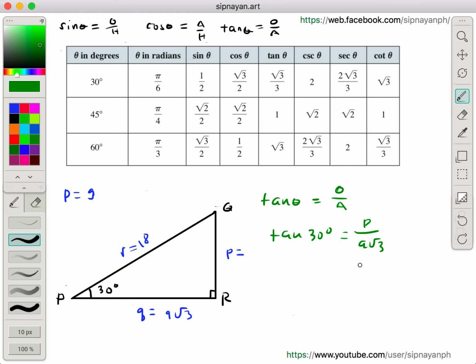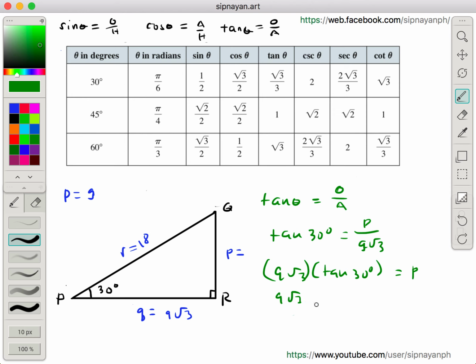Meaning, if you multiply both sides by 9 square root of 3, we have 9 square root of 3 times tangent 30 degrees, which is equal to P. Multiply ko lang, no? Yung both sides ng 9 square root of 3. So, makakancel na to dito. Kasi pag nag-multiply ako ng 9 square root of 3, makakancel. P na lang matitira. Ito naman, pag nag-multiply ako, maging 9 square root of 3 times tangent 30. This is still multiplication.